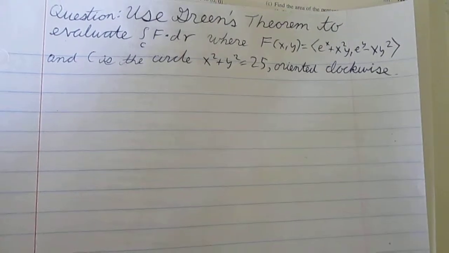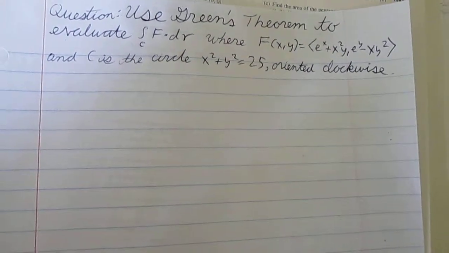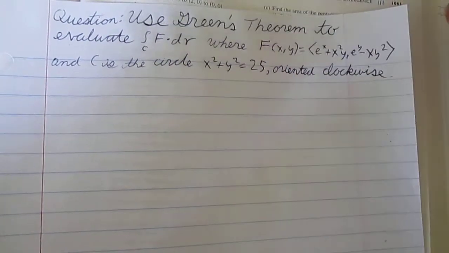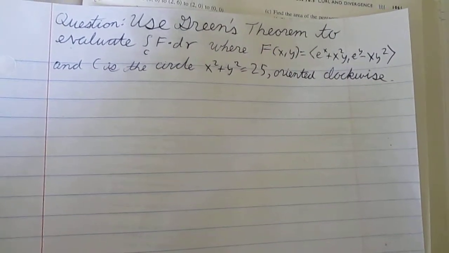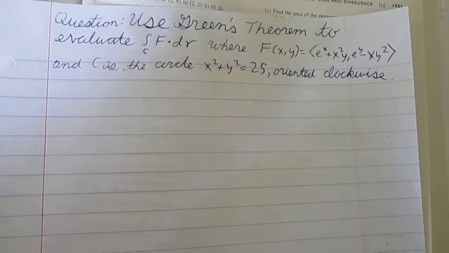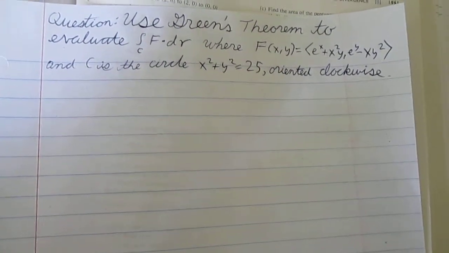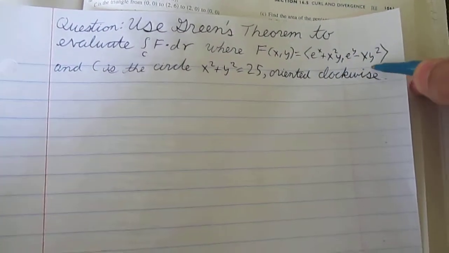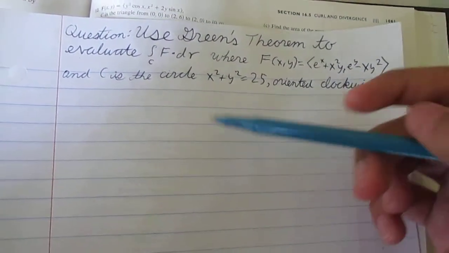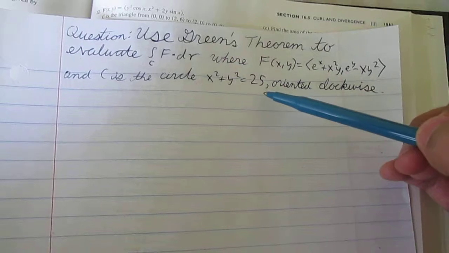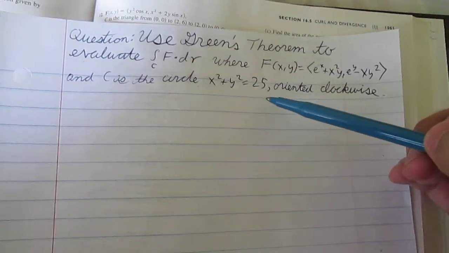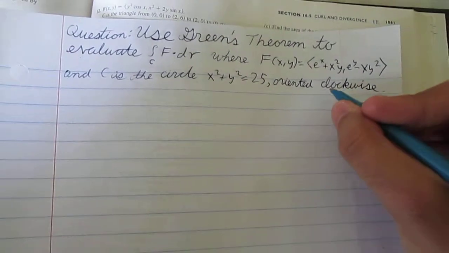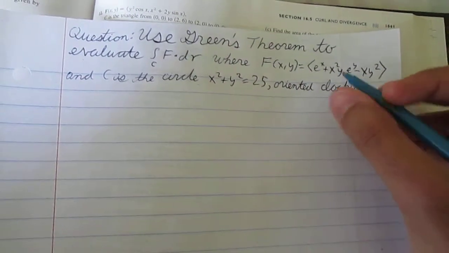Here's an example question, which I'm going to solve. Use Green's theorem to evaluate the line integral of F dot dr, where F of x, y is given as you can see right here, and C is a circle with radius 5 oriented clockwise. It's important to note that, so I'll start solving it.